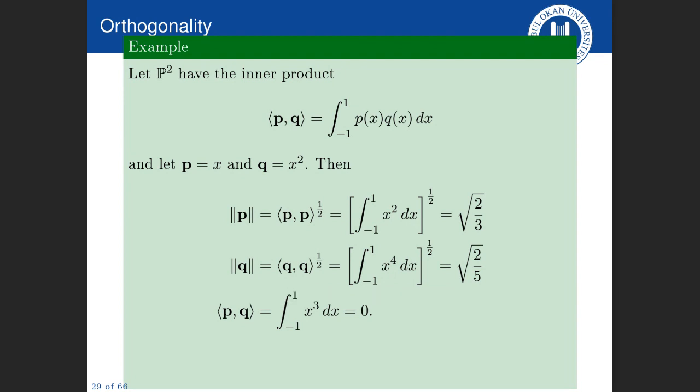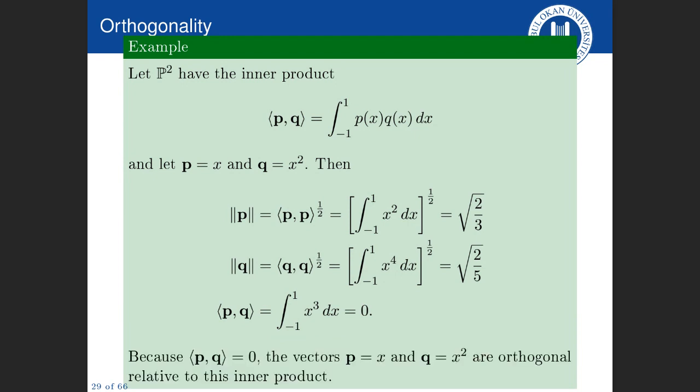And we can calculate the inner product of P and Q. That's the integral from -1 to 1 of p multiplied by q, x multiplied by x squared, x cubed, but that's equal to 0. So yes, these are orthogonal vectors with respect to, or relative to, this inner product.